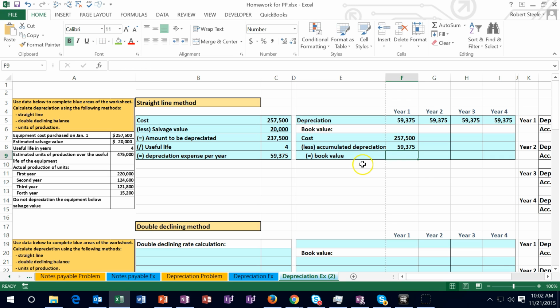So that's how you calculate the book value. I'm going to take the cost less the accumulated depreciation. Keep those separate in your mind. Accumulated depreciation is different than depreciation expense. I'm going to point to this asset minus the accumulated depreciation, and that will give us a book value of 198,125 at that point in time.